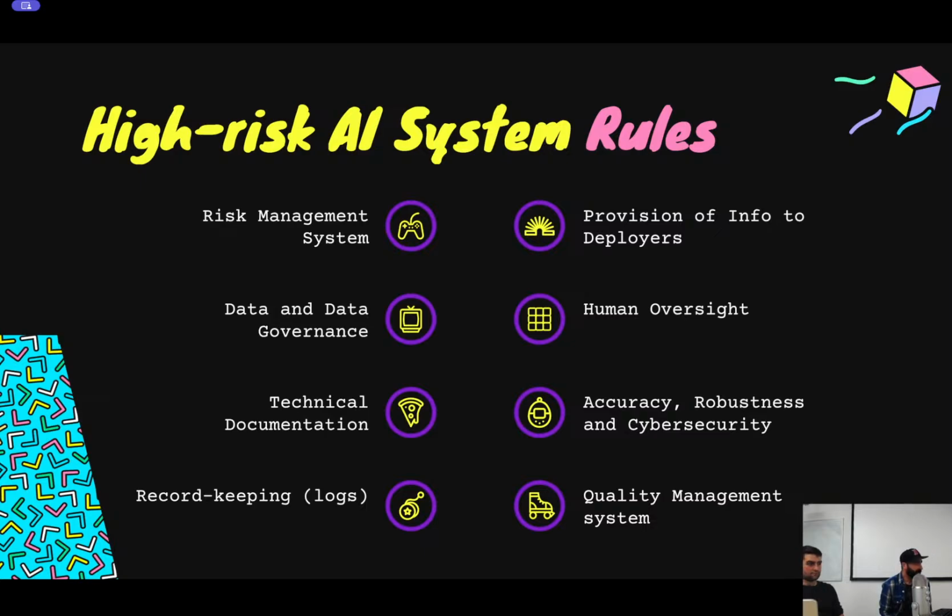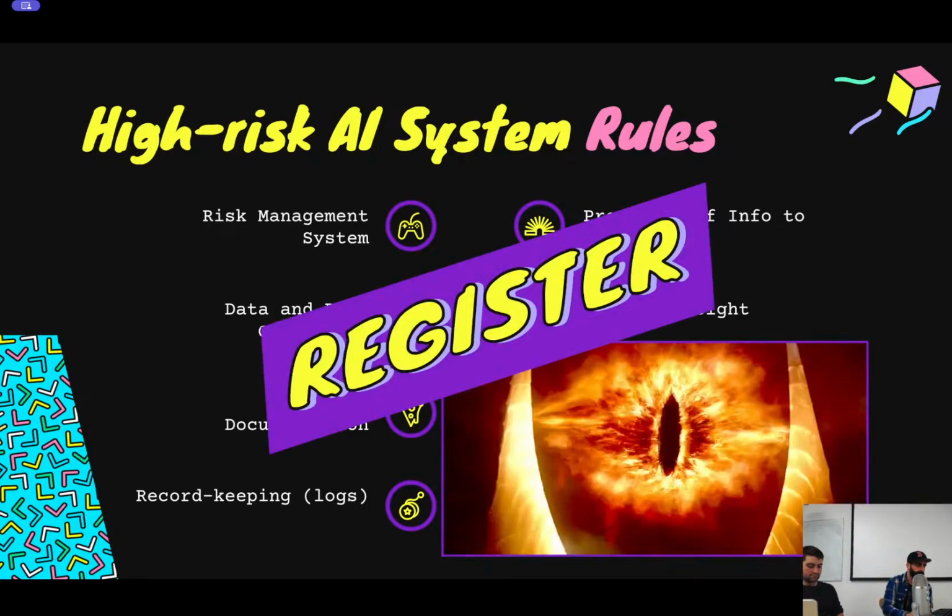There are a lot of requirements around the accuracy, robustness, and cybersecurity of systems. We'll talk a little bit about that. And then another system is a quality management system for your data and your model. Oh, on top of all this, you have to register your system in a database of systems so that some benevolent bureaucrat can just keep track of what you're doing, right?